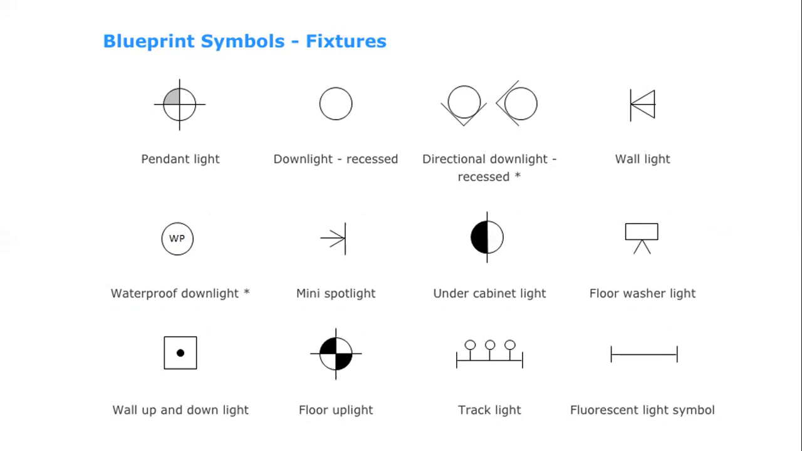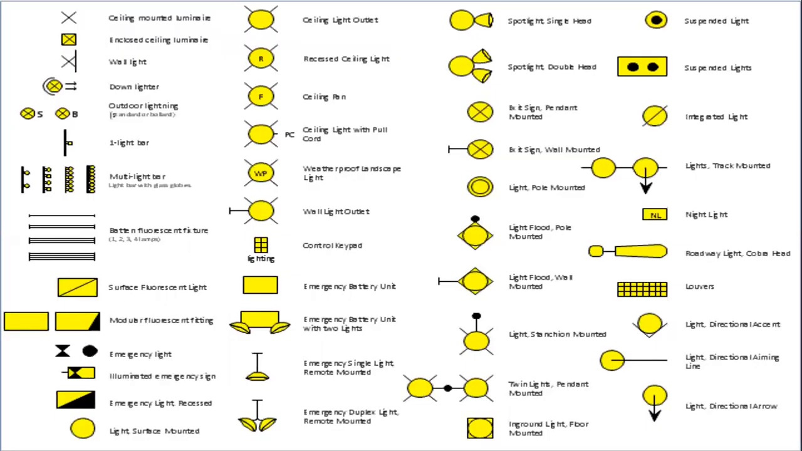Track lights are commonly used on paintings. What else? If you have logos in your restaurants, this is commonly used to give accent. So the fluorescent light symbol is what you're going to use. But for us, we won't use fluorescent lights, we'll only use LED tube light instead of fluorescent light. So these are the varied electrical and lighting symbols.